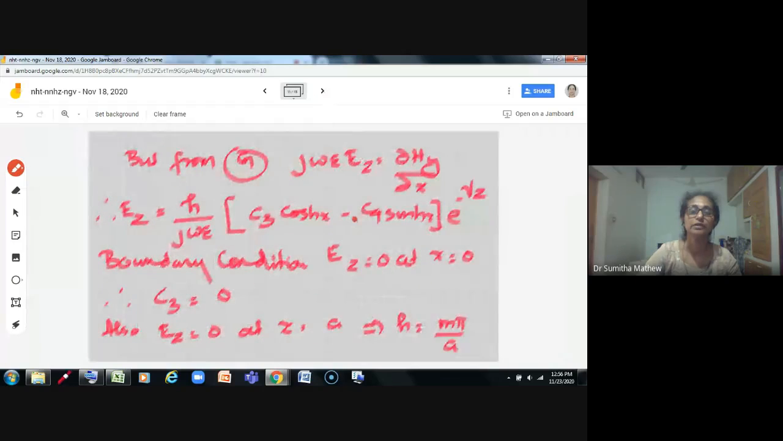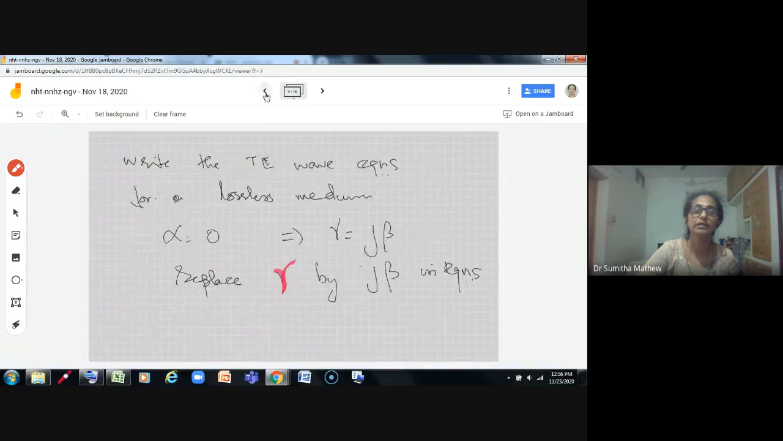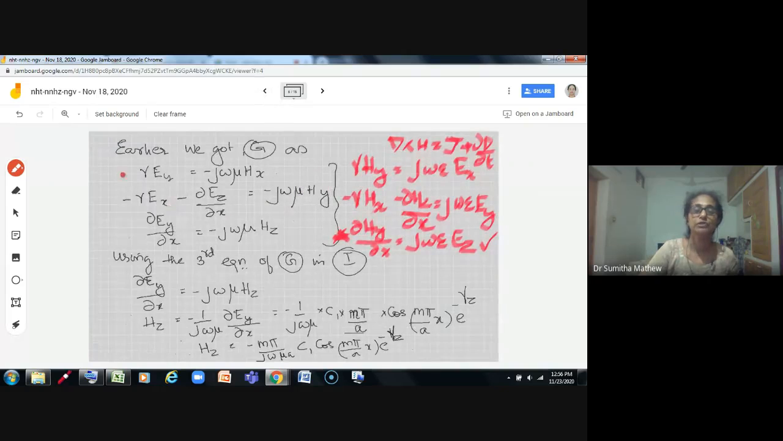Okay, if you take from G, j omega epsilon Ez equal to dou hy by dou x. Okay, you take that. These are the set of equations marked as G.